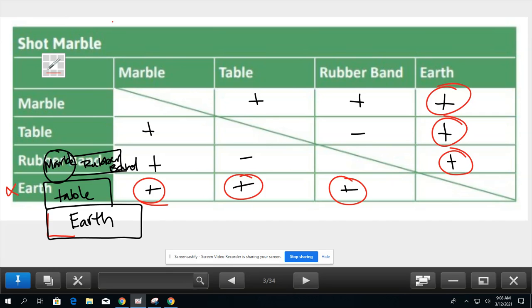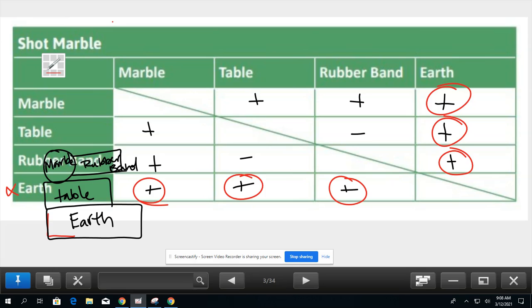So I want you to make sure that you've added all of your arrows, and they're solid if they're contact. They are dashed if they're working at a distance. Pause the video to add your arrows. All right, let's see how we did.